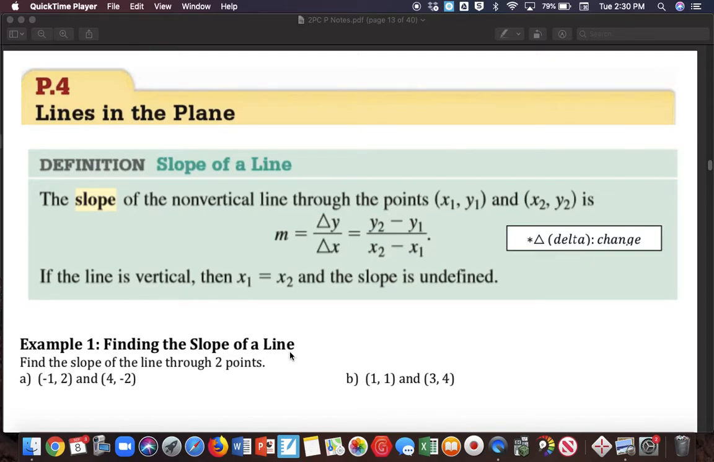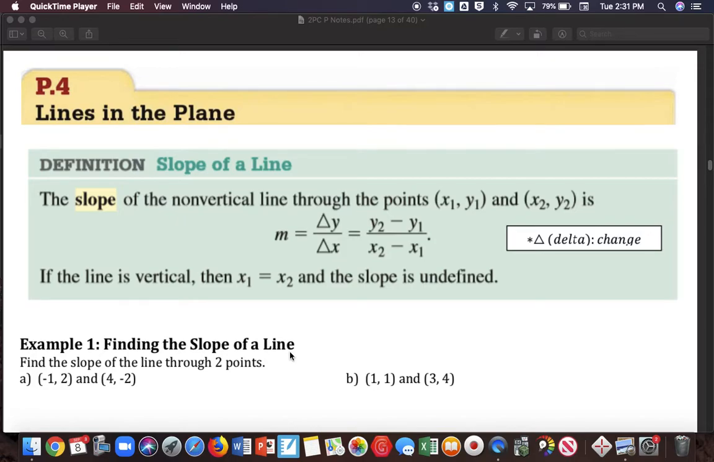Okay, and all of this stuff you've seen before. So I'm going to go through it pretty quickly, but it is all stuff that you will need for this school year. So I want to make sure that I formally give it to you in a lesson. So P4, lines in the plane.